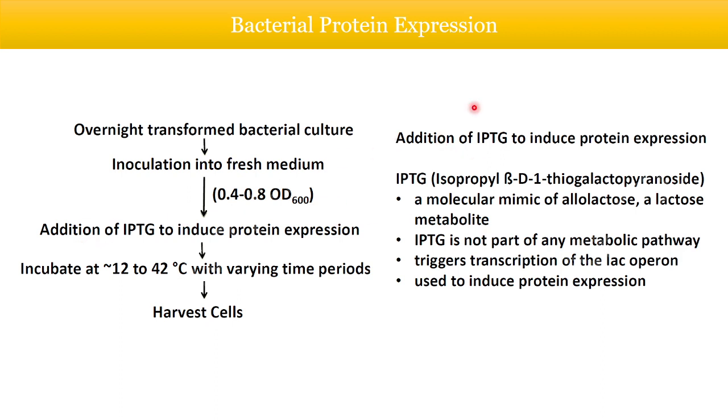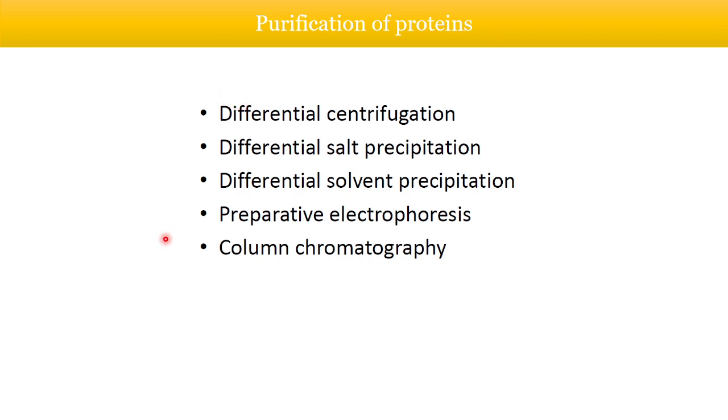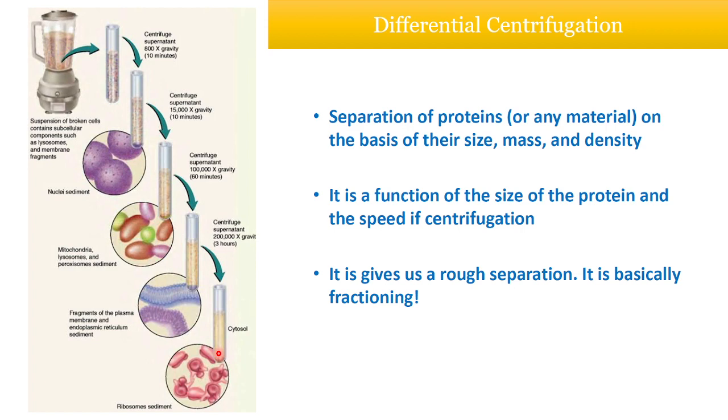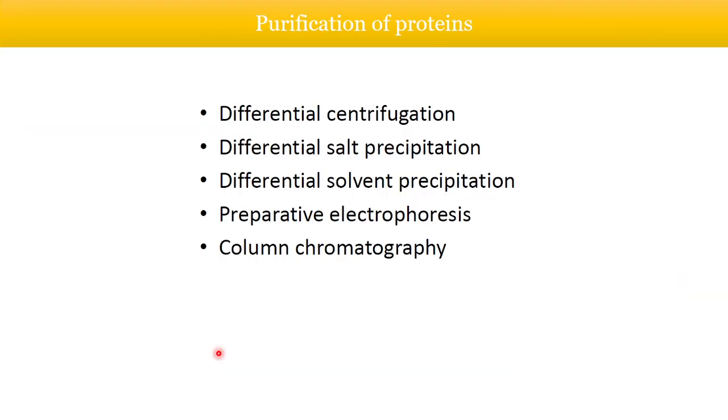Now your protein is growing inside the bacteria. You harvest the cells, you break open the cells, your protein comes out, and then via different centrifugation techniques you can get your protein. So what are the different purification techniques that you can use? First is differential centrifugation, then differential salt precipitation, differential solvent precipitation, preparative electrophoresis, and column chromatography.